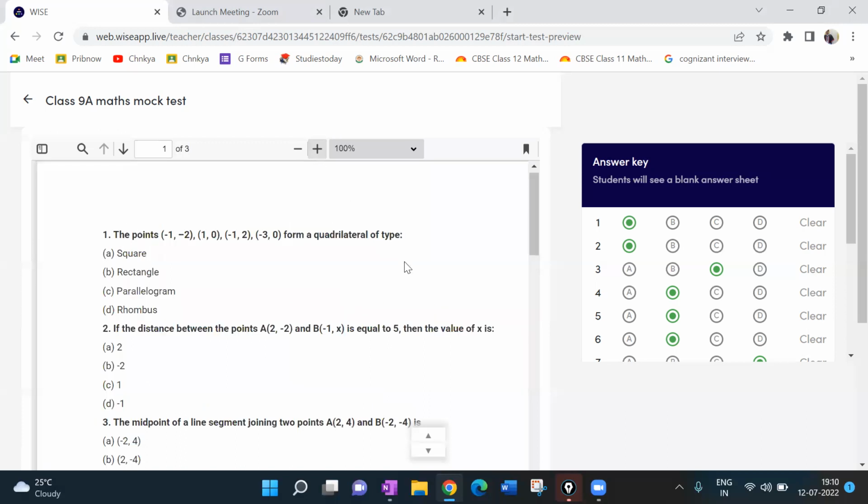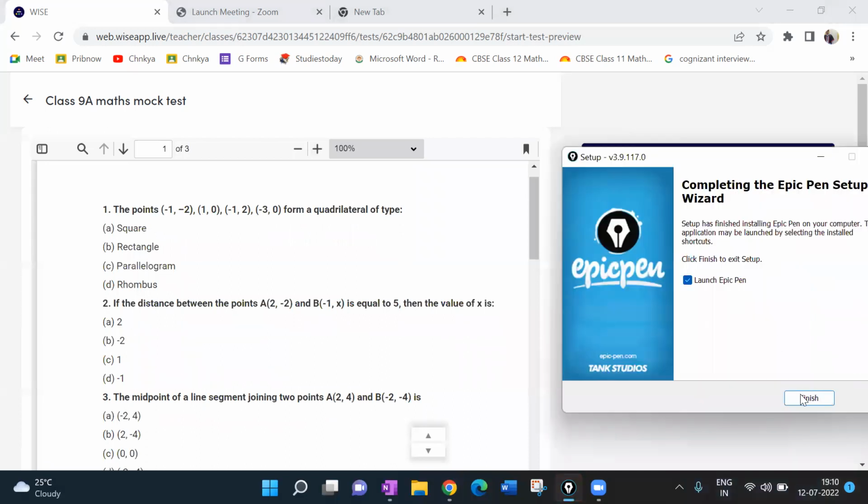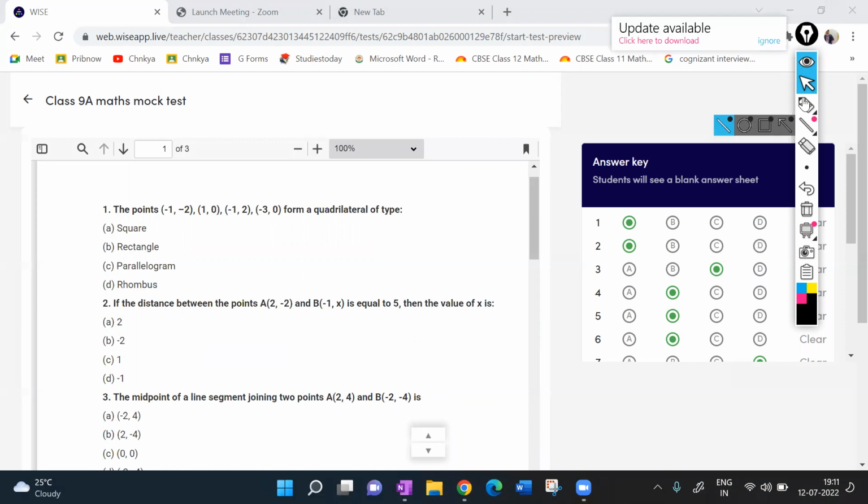Yes, guys, what's the answer of the first question? Square. Yes, sir, square. So very simple. The first question answer is square, right? How many of you got the same? It is a square, and diagonals are also equal. Next.